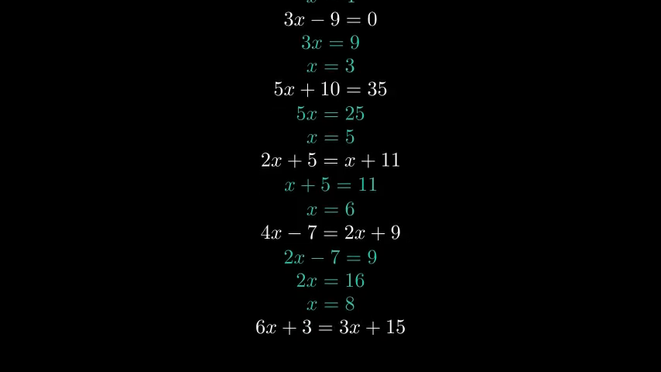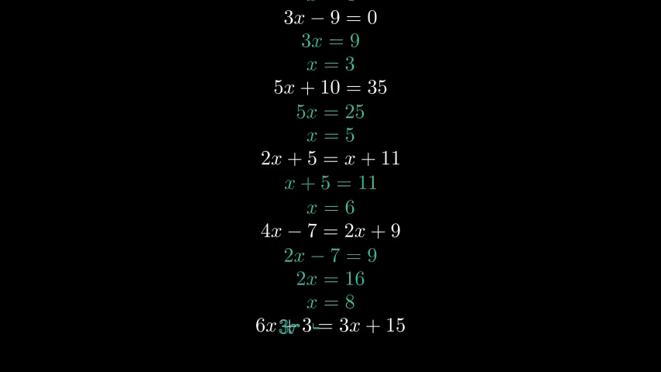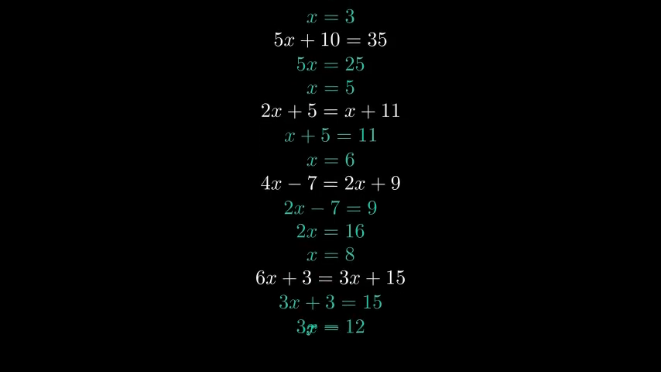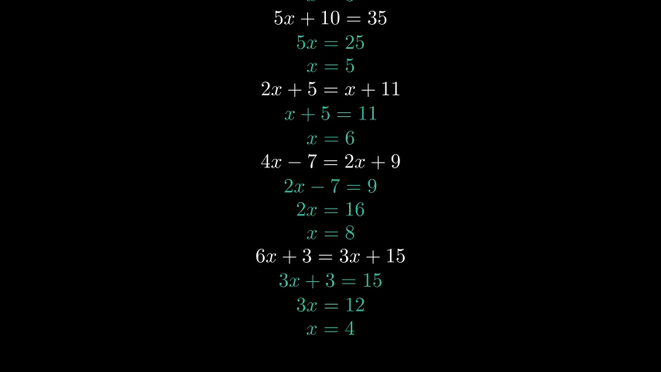Question 6. 6x plus 3 equals 3x plus 15. Pause. Solution. Subtract 3x to get 3x plus 3 equals 15. Subtract 3 to get 3x equals 12. Divide to get x equals 4. Notice the pattern. Move variables to one side and constants to the other.